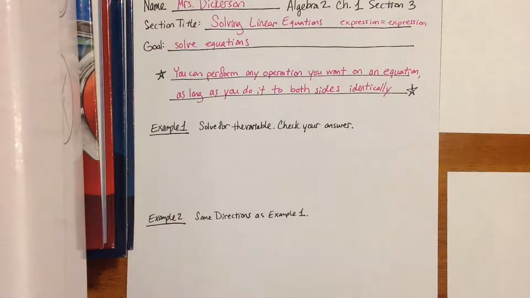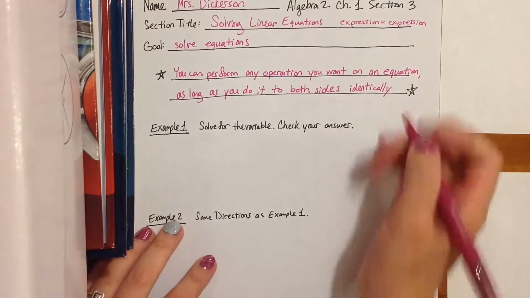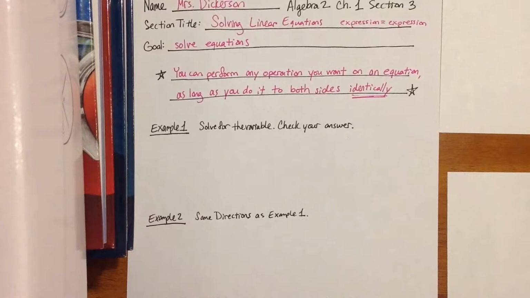A key thing to keep in mind: you can perform any operation you want on an equation as long as you do it to both sides identically. Has to be the same on both sides. Keep that seesaw in mind. Whatever you do to the left, you must do to the right. They must balance each other out. So here we go, some examples.